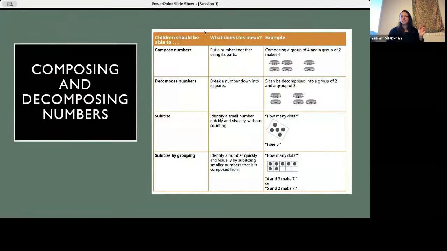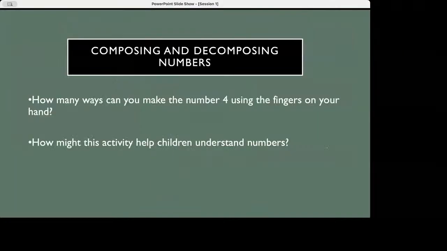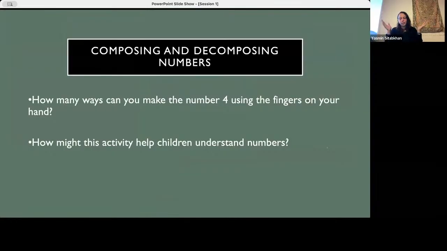Take one hand. Sorry. Or you could use both your hands actually. Show me one way to make the number 4 with your fingers. So I see 4. Okay, now show me a different way to show the number 4. Okay, I see Chantal. Yep. Show me a different way. I see 3 and 1. I see 2 and 2. It's hard to see all the images.